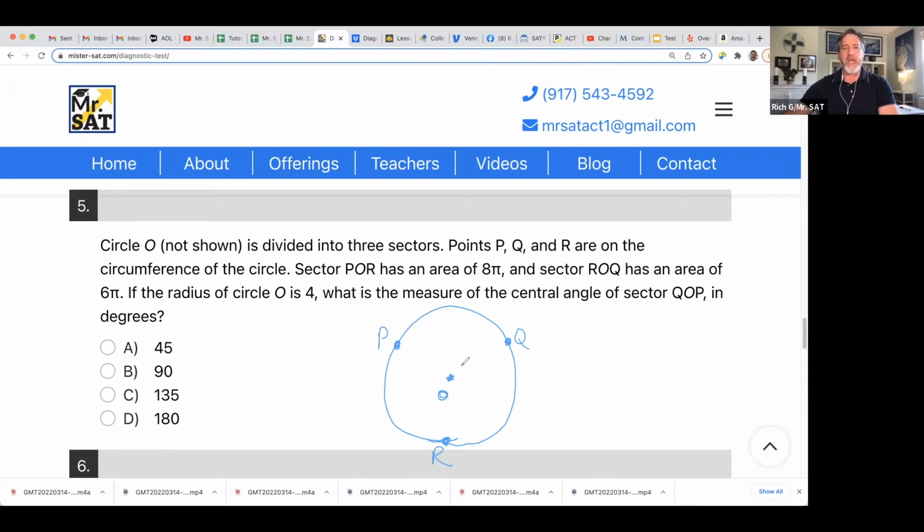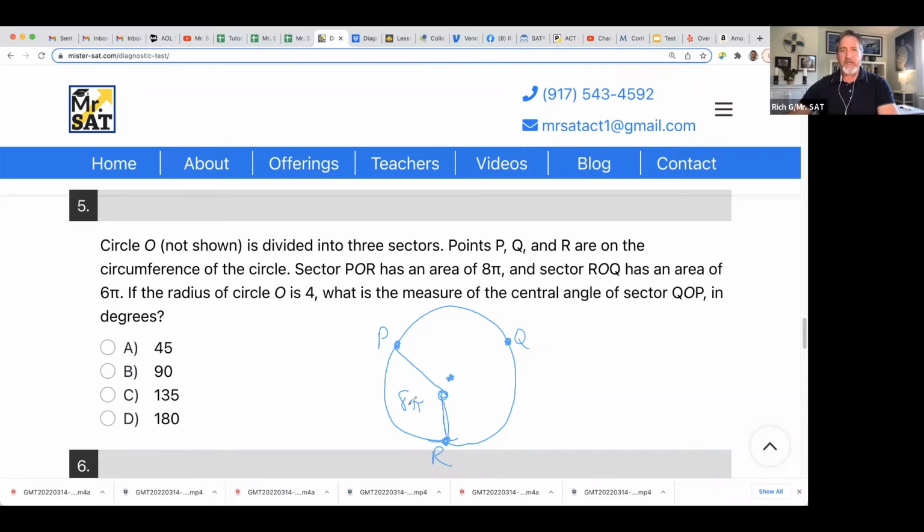Okay. So we have sector, that's the piece of a pie. A sector, just think piece of a pizza pie. Sector POR. That's the sector. It's a big pizza pie that has an area of 8 pi.